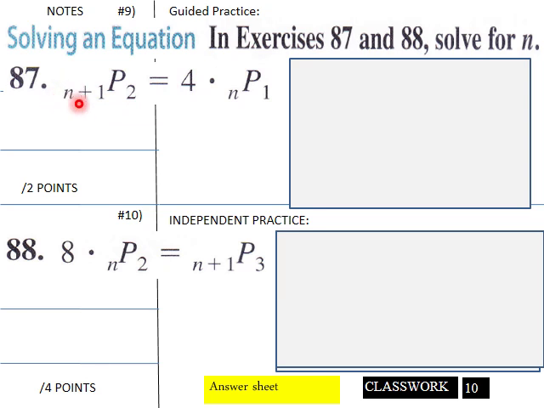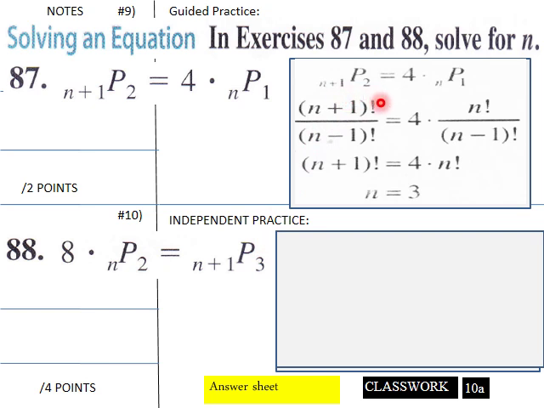Solve for n. For this one here, (n plus 1)P2 equals 4 times nP1. So we have an equation here to solve. Same thing for you down here, students. So for this one up here, (n plus 1)P2 equals 4 times nP1. This would be the same as having (n plus 1) factorial over (n minus 1) factorial, and then it would equal 4 times n factorial over (n minus 1) factorial. Again, using our original formula for finding permutations.